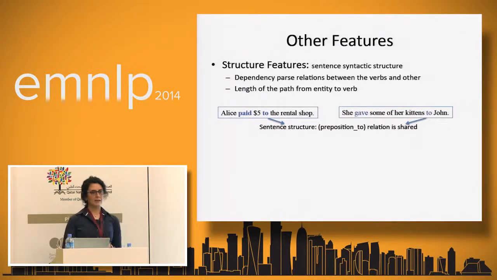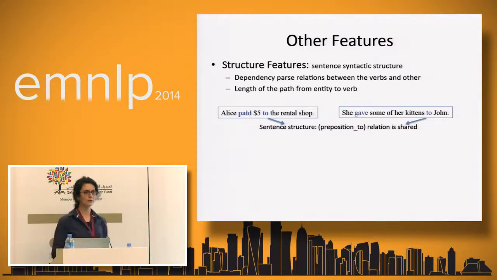Also, we take advantage of structural features. For example, look at these two sentences. Alice paid $5 to the rental shop. She gave some of her kittens to John. These two sentences are semantically different, but their structure is similar, right? And they both show some sort of negative transfer.